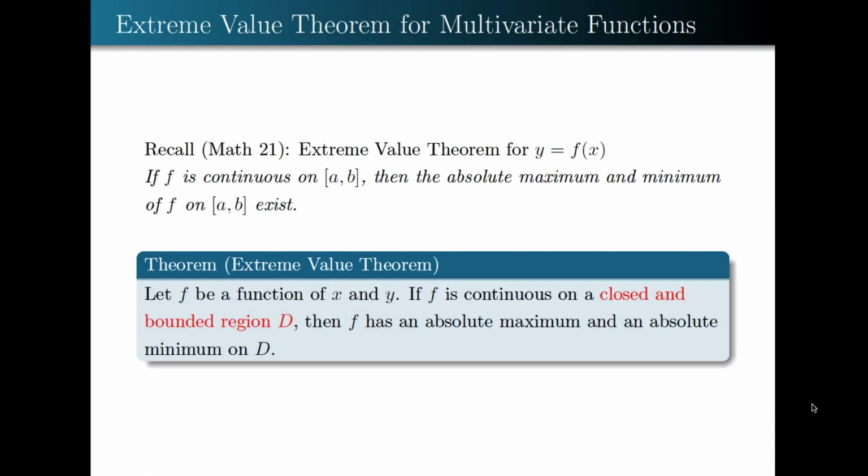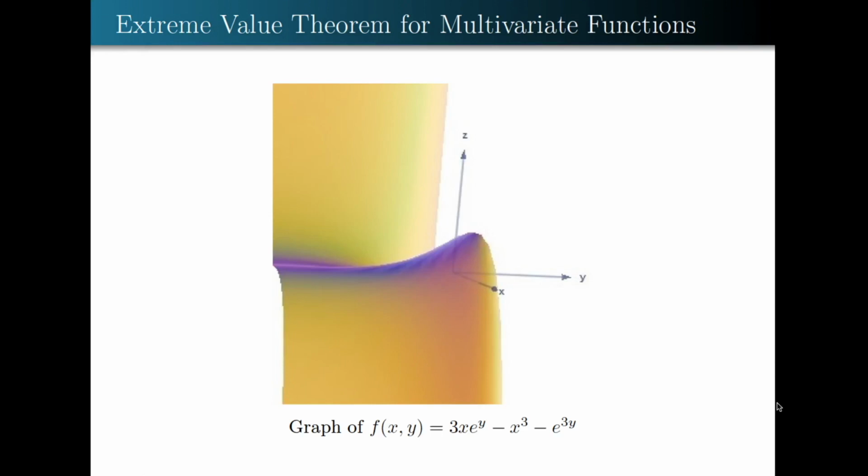We have seen previously that the absolute extrema sometimes occur at the points where relative extrema are attained. But is it always the case? Let us look at the graph of the function f(x, y) equals 3x e to the y minus x cubed minus e to the 3y. Here we see that this function attains a local maximum at this point, and that is the only local maximum. However, it cannot be considered an absolute maximum since there are points in this area in which the value of the function is higher than at this point. Hence, we say that the absolute maximum is attained along this boundary, in the same way that the absolute minimum is attained at the points in this boundary.